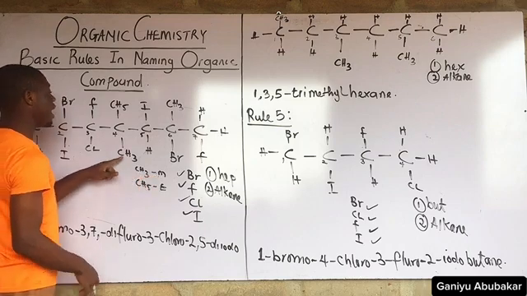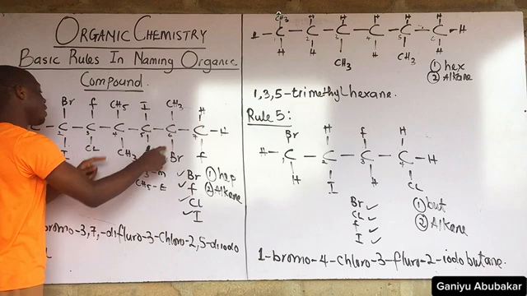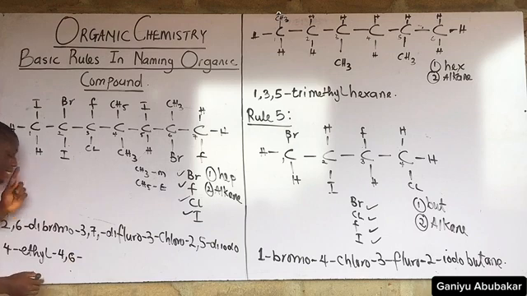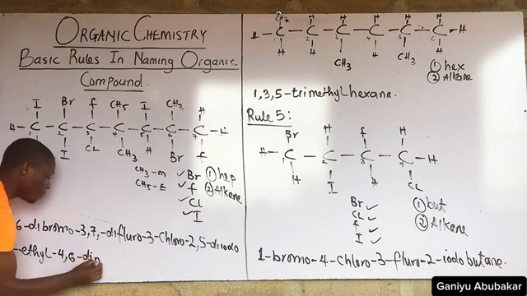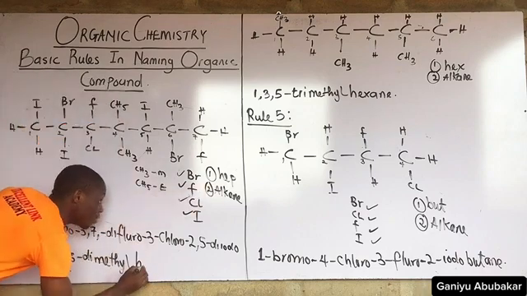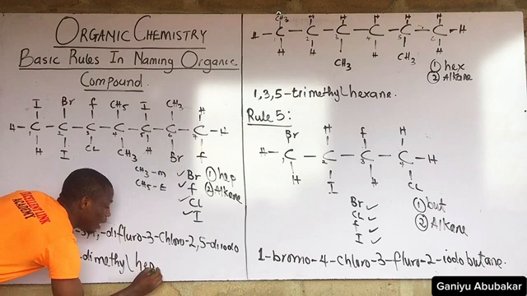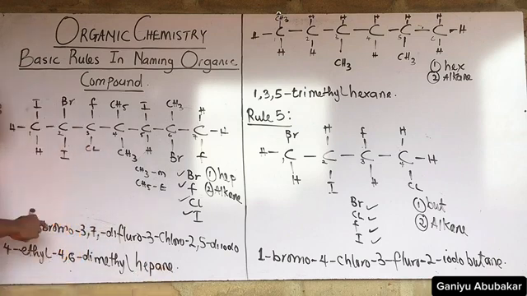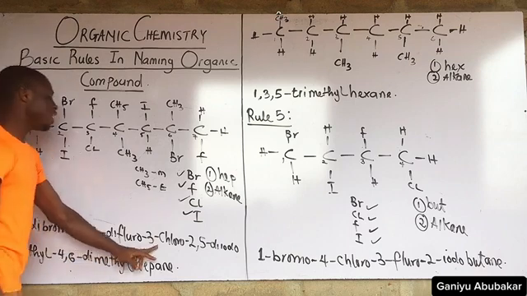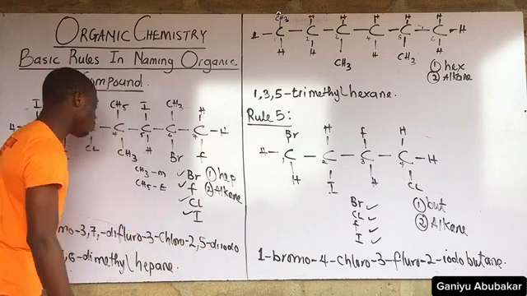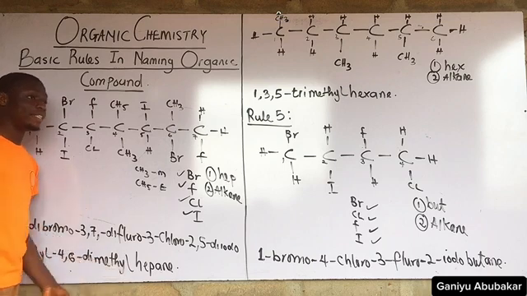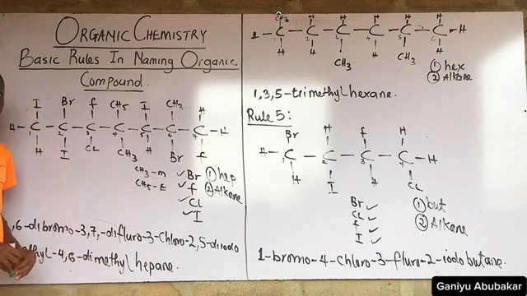So what's the position of methyl? I have 2 methyl here. This becomes 4,6-dimethyl. Next up, hexane. Heptane. So this compound is called 2,6-dibromo, 3,7-difluoro, 3-chloro, 2,5-diiodo, 4-ethyl, 4,6-dimethyl hexane. So that's how to name this compound here.